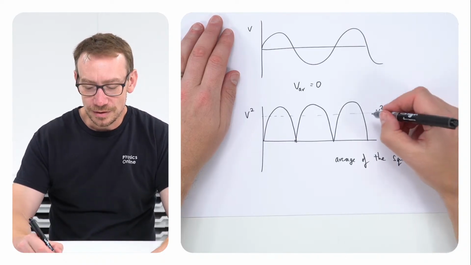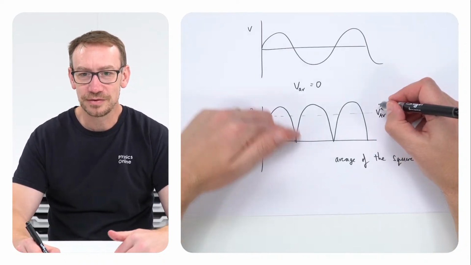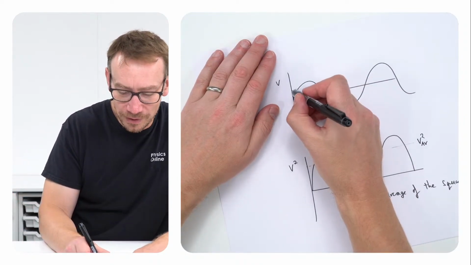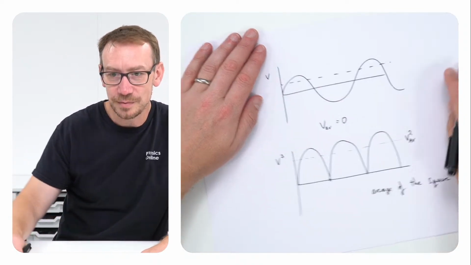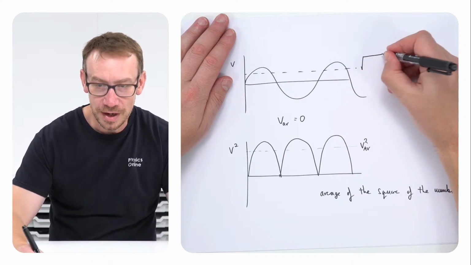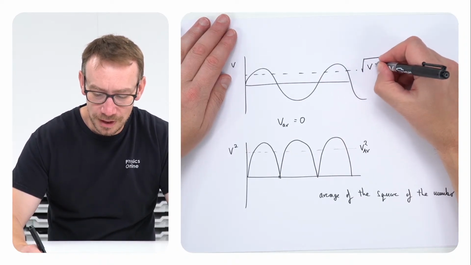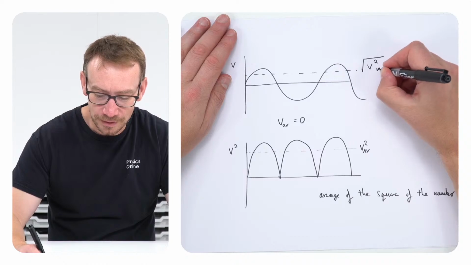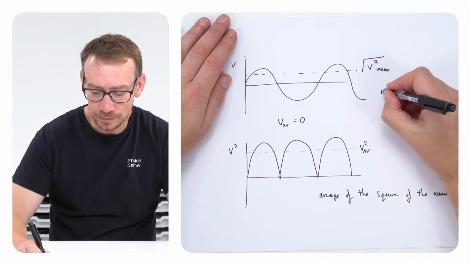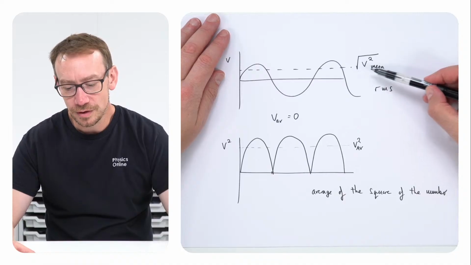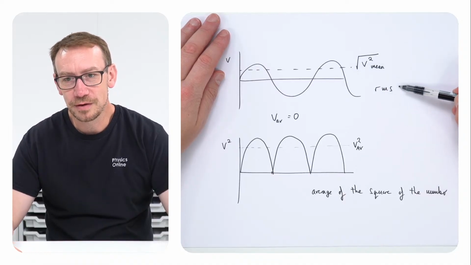But what we can then do is square root it to basically bring it back to the normal scale that we had up here. And so what we then get is a line a bit like this, where this is the square root of the mean value of the numbers squared, which is why it's a root mean square. So it's the square root of the mean of the square of all the numbers.